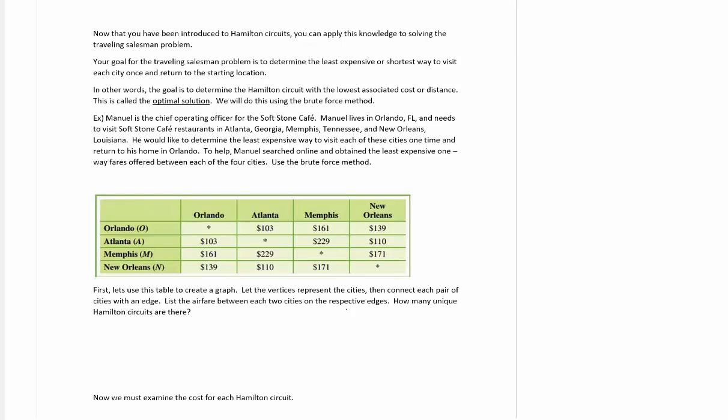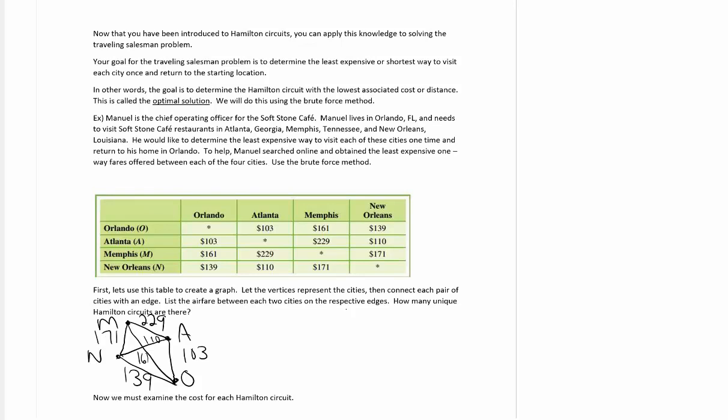Okay, so the first thing I'm going to do is create a graph for this. So here's my graph for this. Again, M for Memphis, A for Atlanta, O for Orlando, N for New Orleans. Now I'm going to put the cost for each flight in the picture with its corresponding edge.